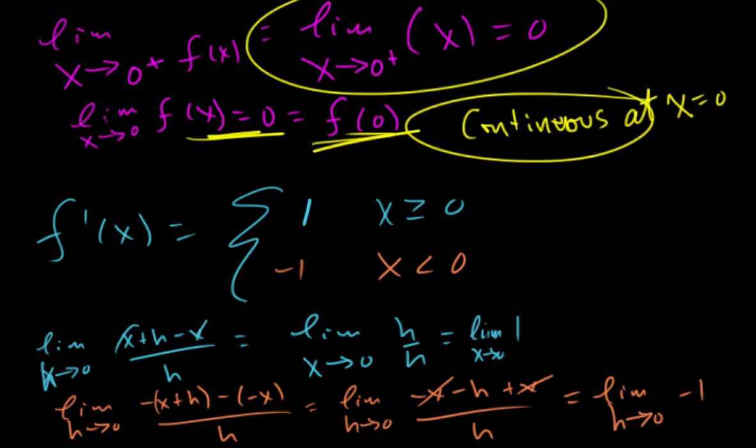And if we look at f prime negative of 0, it's negative 1. If we look at f prime positive of 0, it's equal to 1. Since those derivatives are different, it is not differentiable.